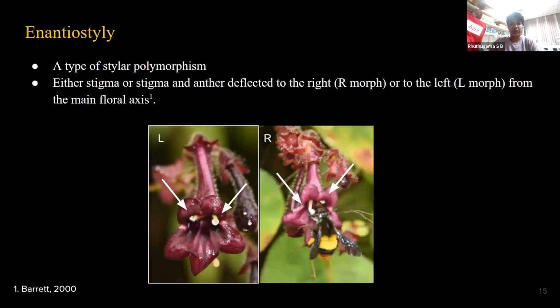Enantiostyly is really different from the other two stylar polymorphisms. Here it's either the stigma alone or the stigma and anther that are deflected to the right side, generating an R morph, or to the left side, generating an L morph, from the main floral axis. So here, as you can see, this is the stigma and this is the anther, and both are deflected from the main floral axis. Here the stigma is deflected to the left side, hence generating an L morph. Here it is deflected towards the right side, hence generating an R morph.